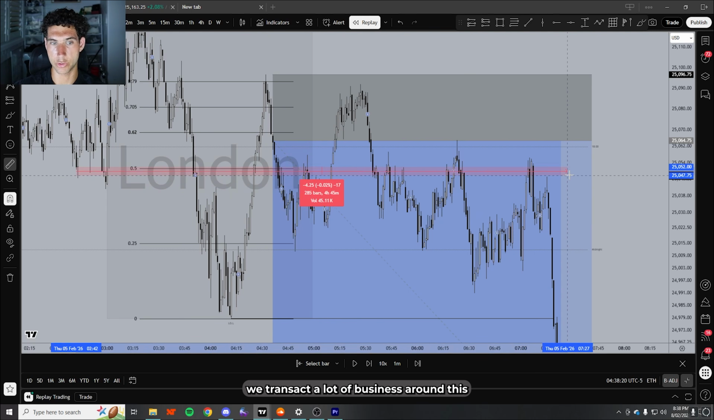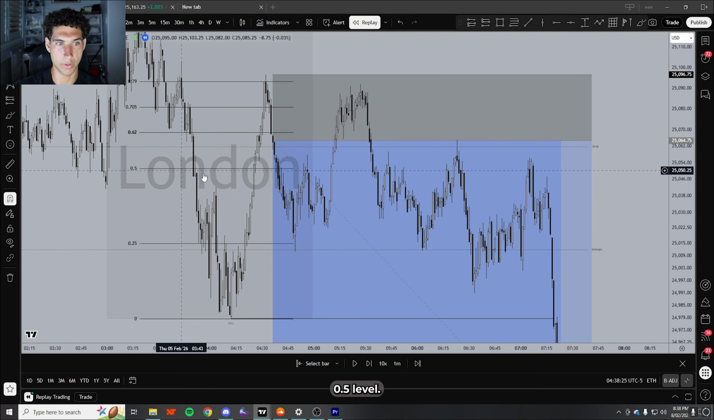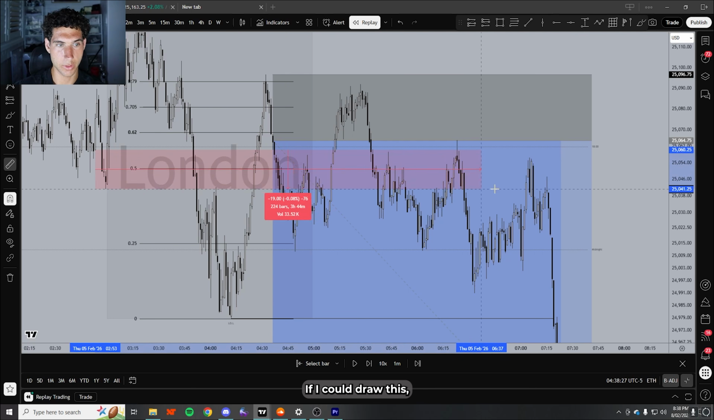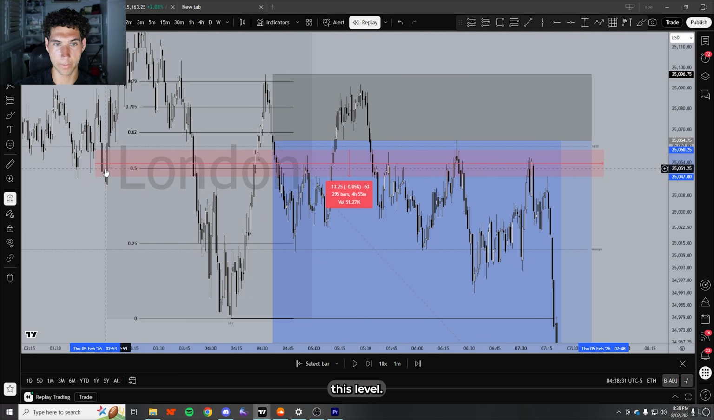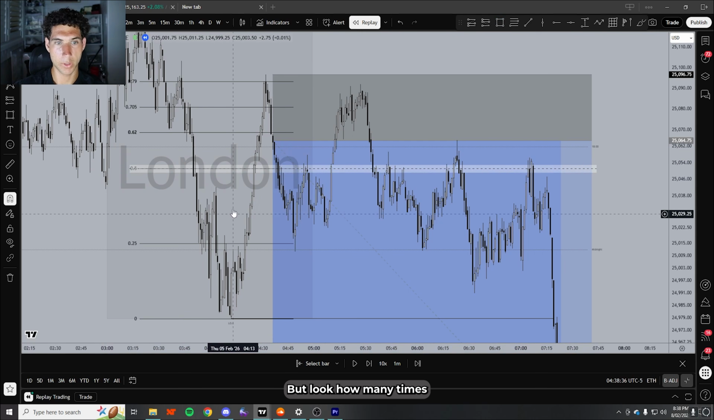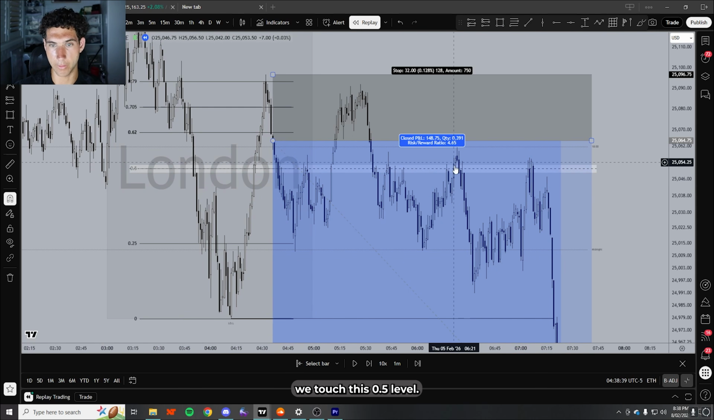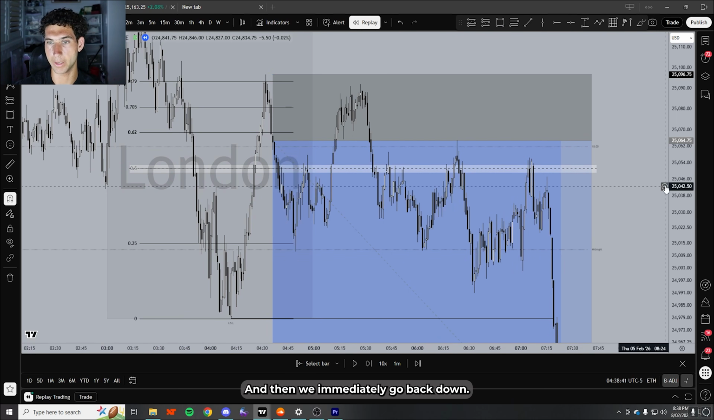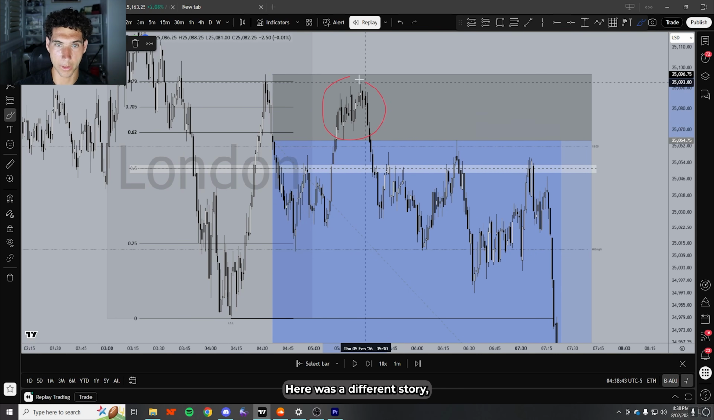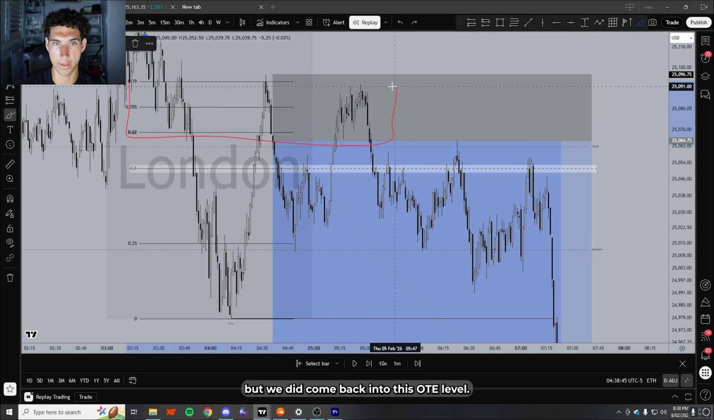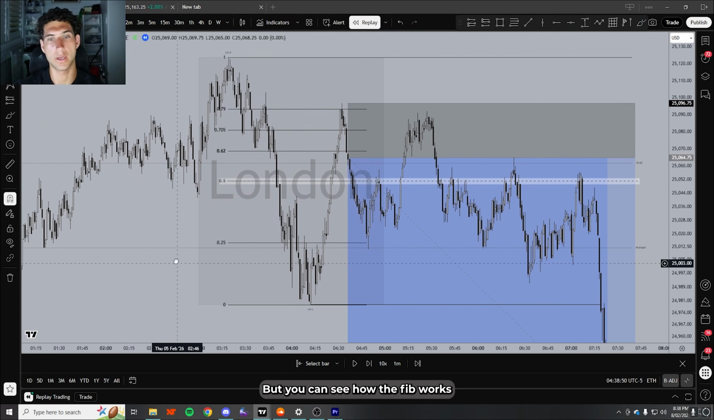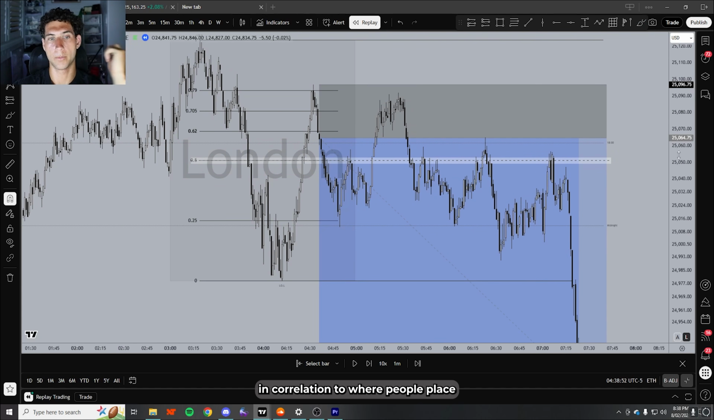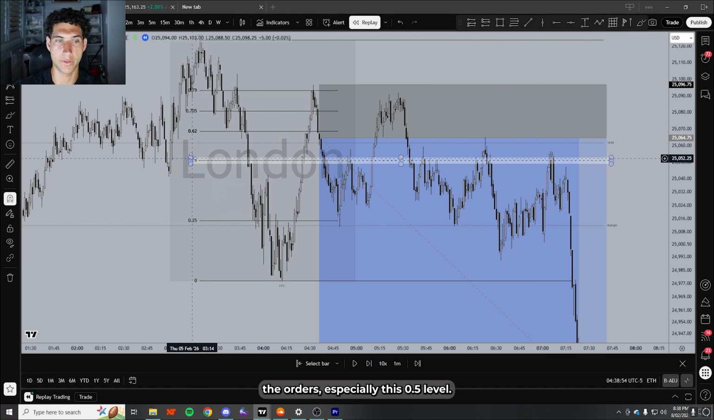And as you can see, we transact a lot of business around this 0.5 level. If I could draw this, you can see how many times we touch this level. Let's just draw a box. Look how many times we touch this 0.5 level. And then we immediately go back down. Here was a different story, but we did come back into this OTE level. But you can see how the fib works in correlation to where people place their orders, especially at this 0.5 level.